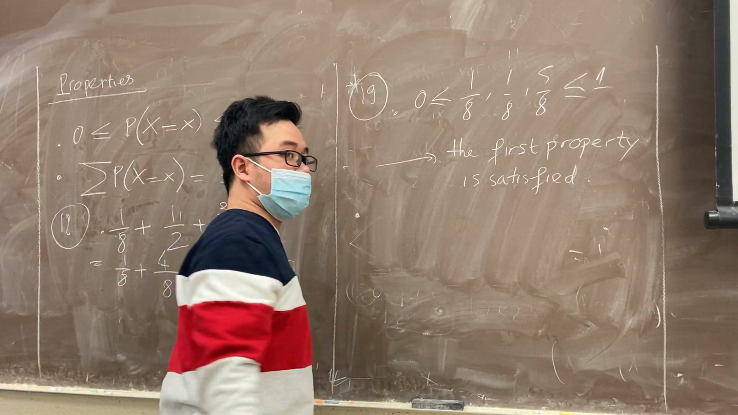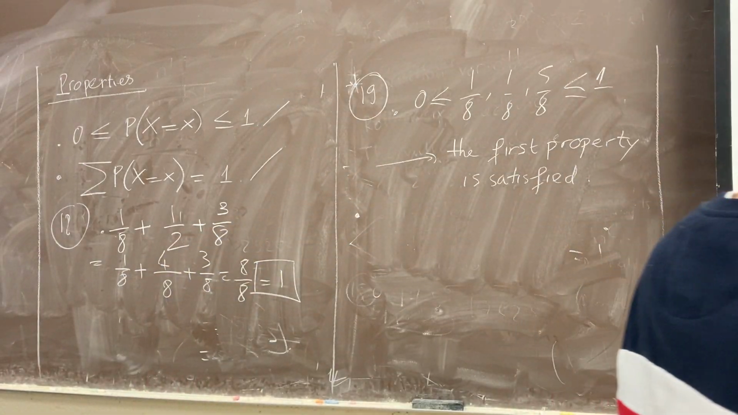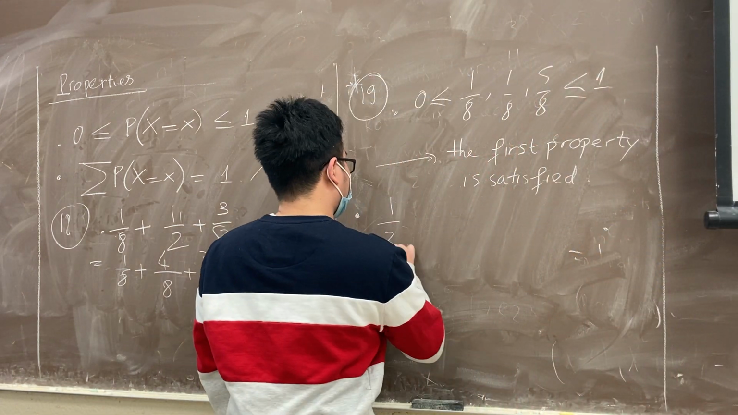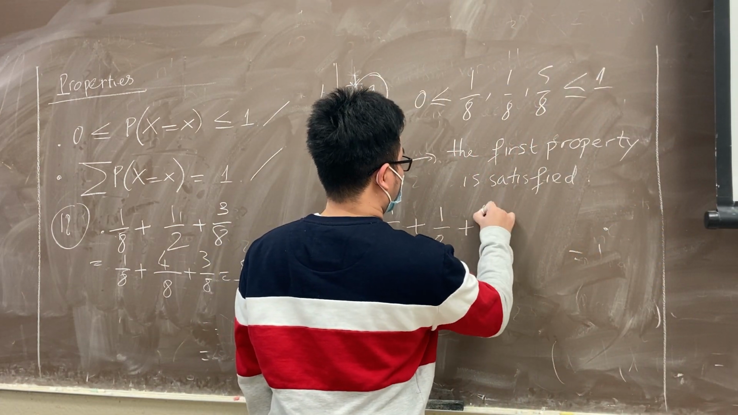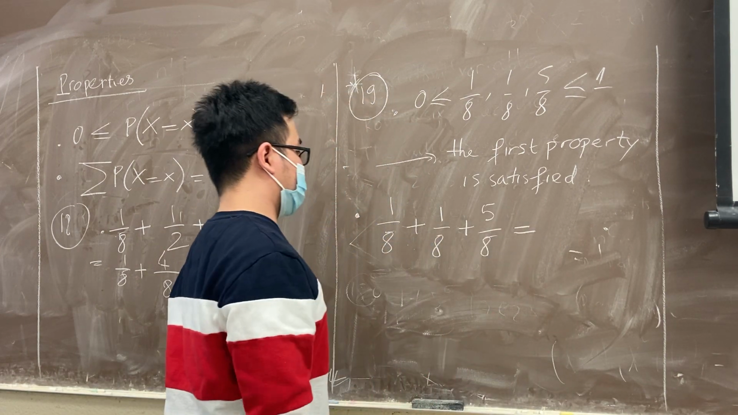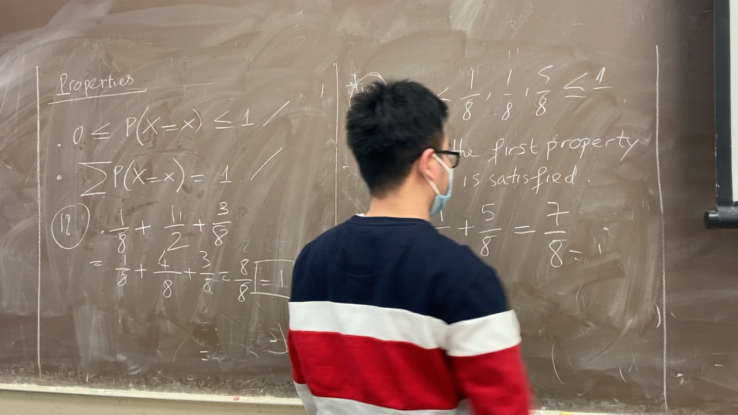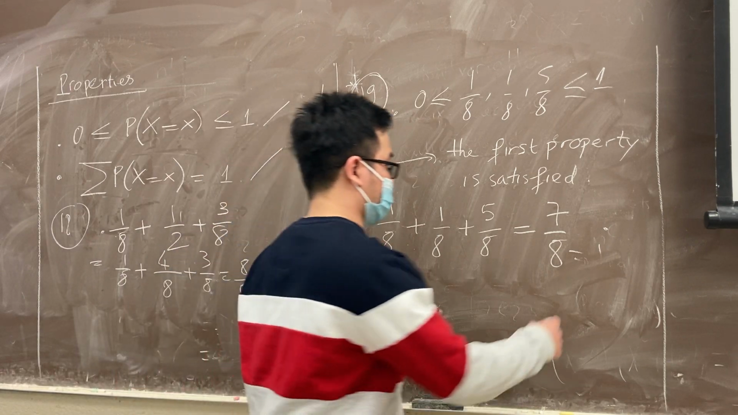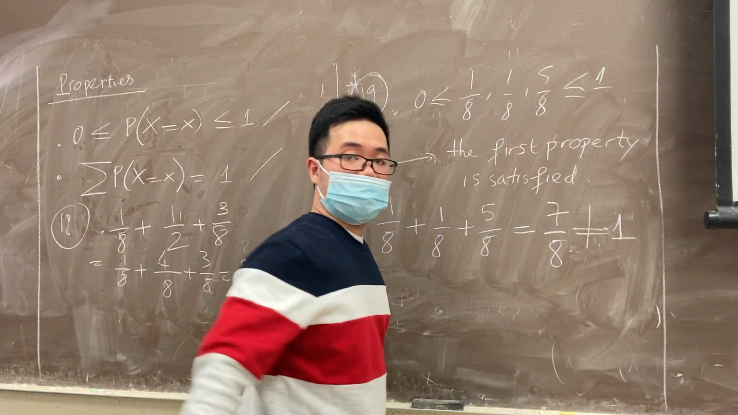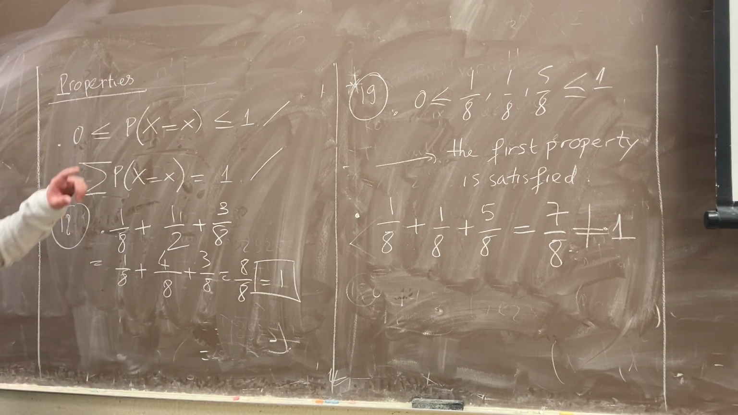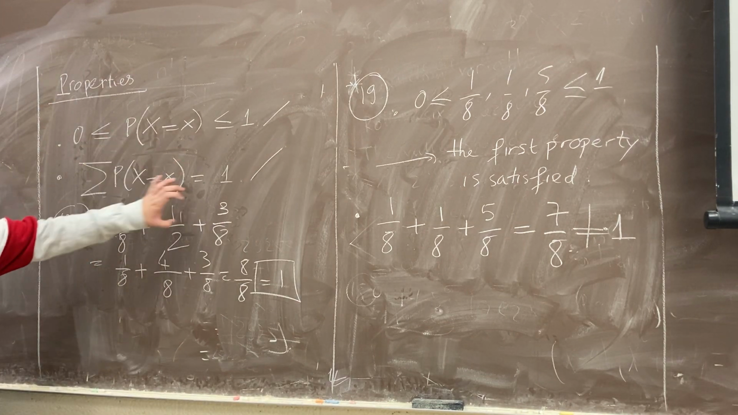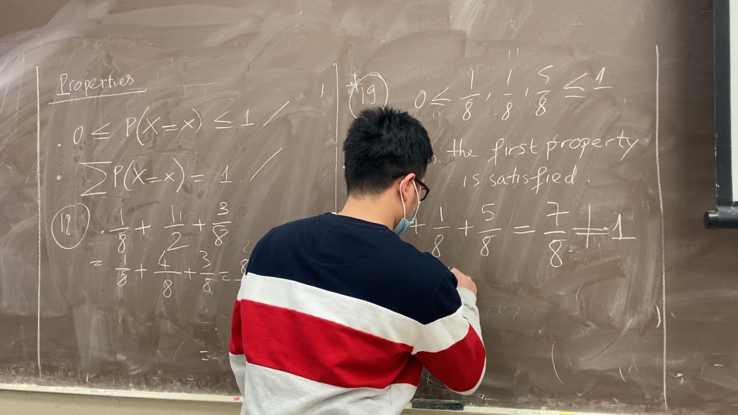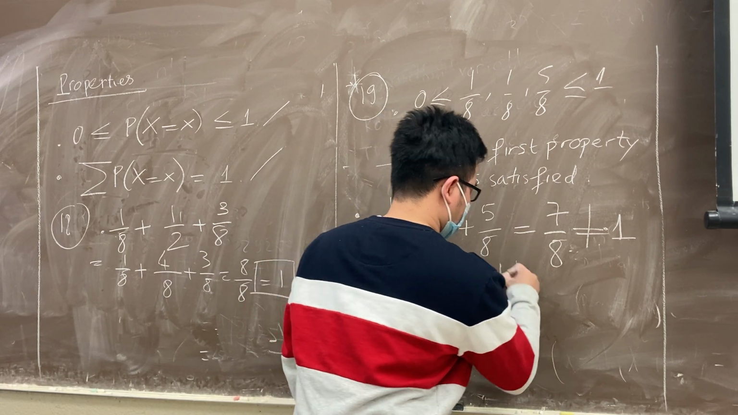Now we need to check the second one, the second property. That is, the sum of all the probabilities is 1 or not, right? So the probability is 1 over 8 plus 1 over 8 plus 5 over 8. So it should be 7 over 8, right? Clear, right? 7 over 8 is different from 1. It's not 1. So in this case, this distribution does not satisfy the second property.